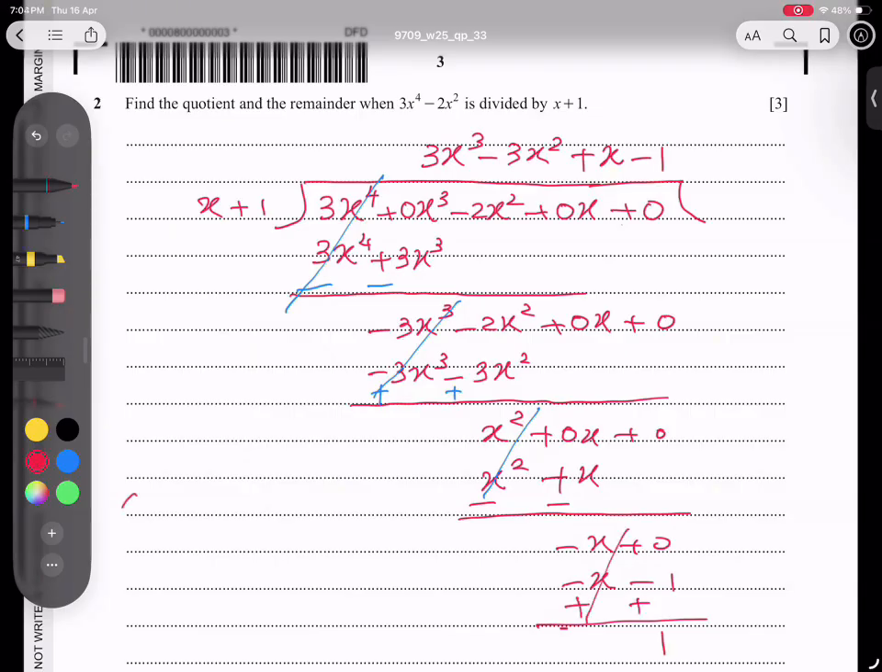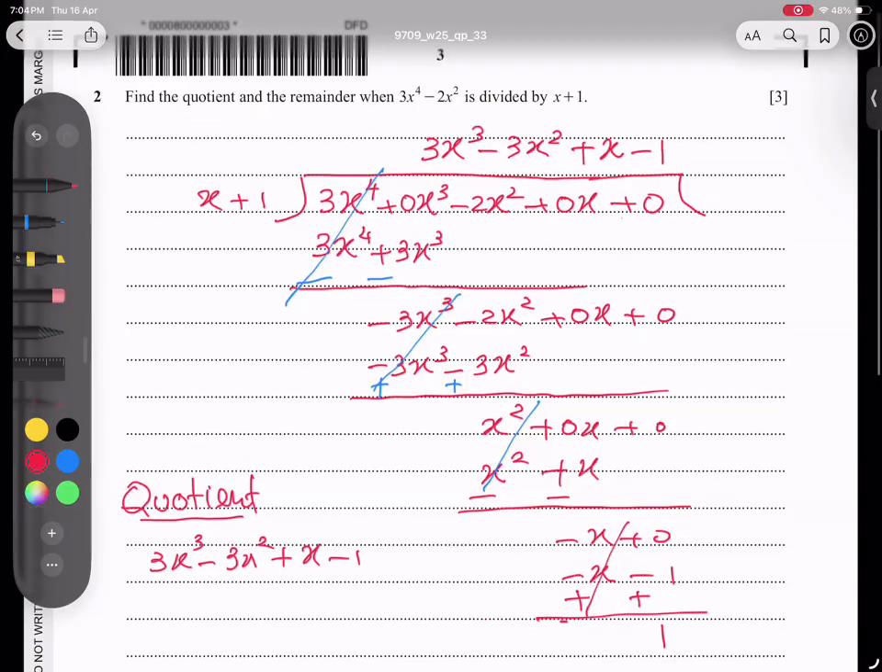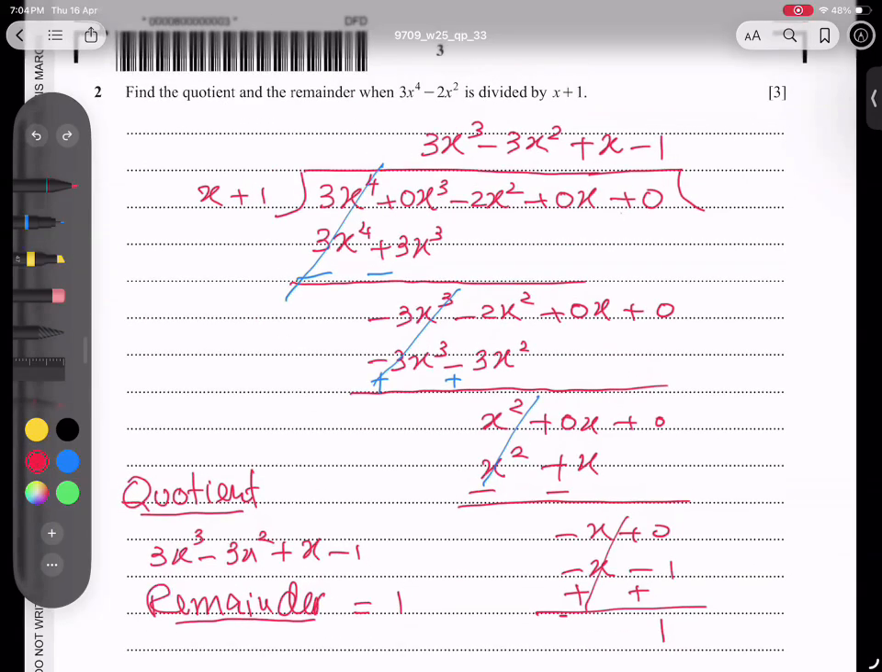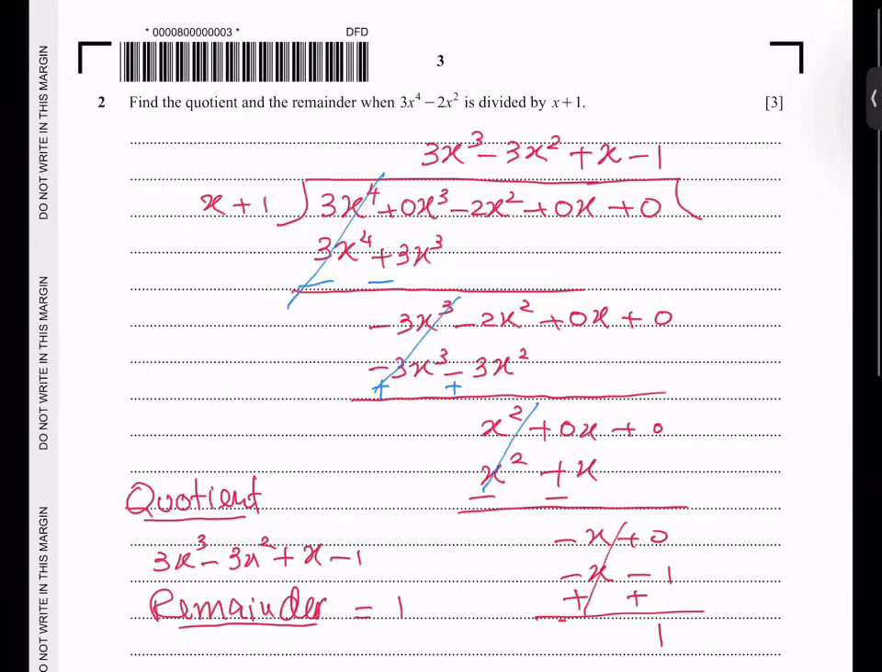So if you ask what is the quotient? So quotient is finally on the top. This is quotient. And I got a 3x to power 3 minus 3x to power 2 plus x and minus 1. So what is a remainder? So remainder is 1. So I hope so the concept of the question is completely clear.